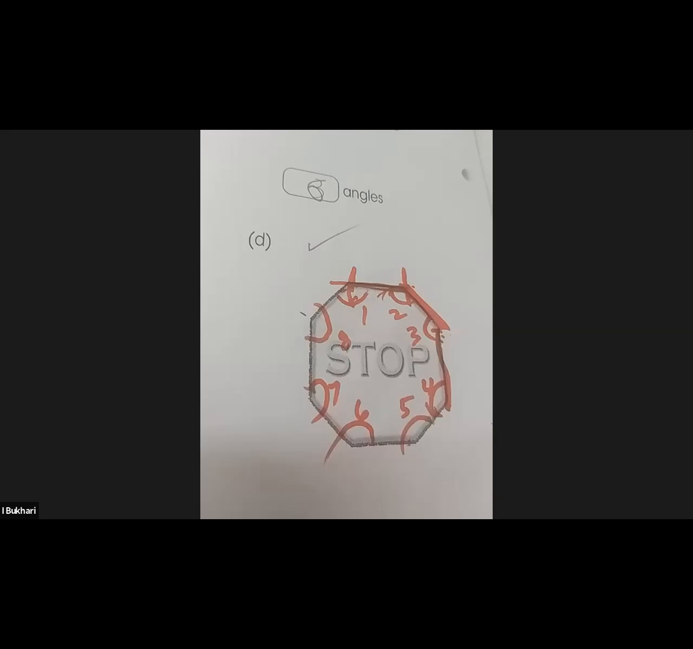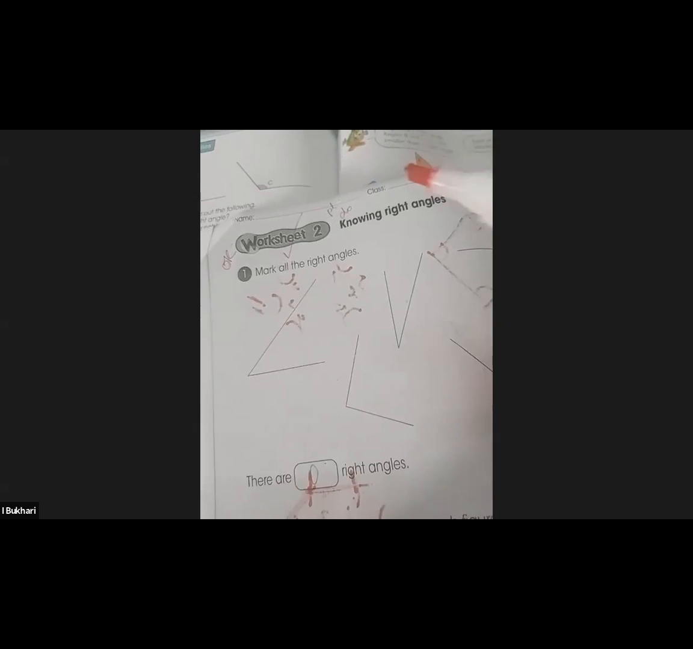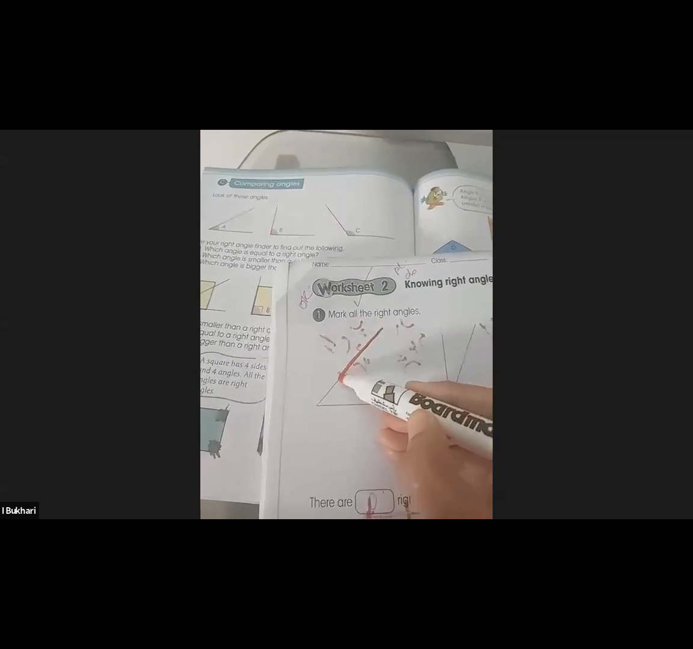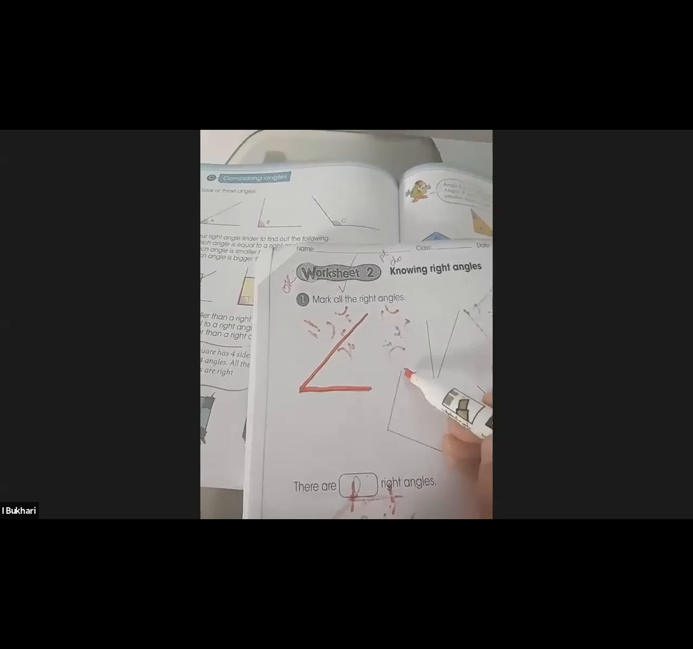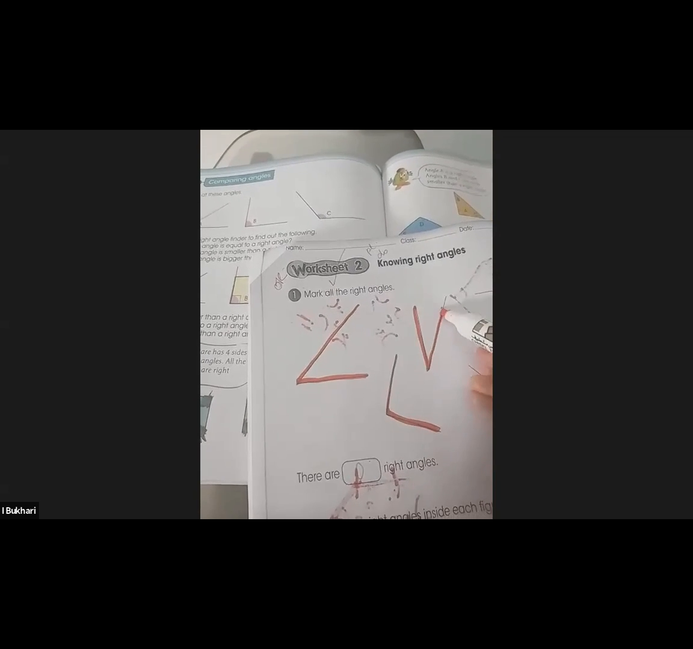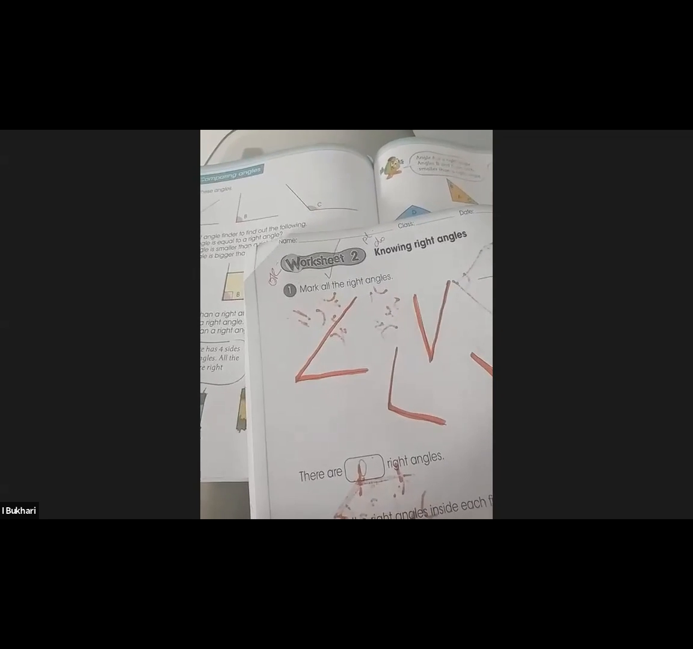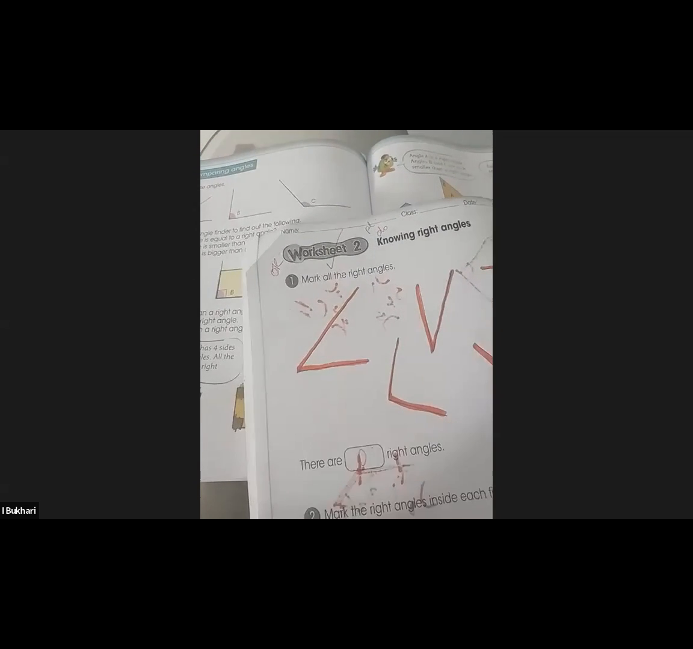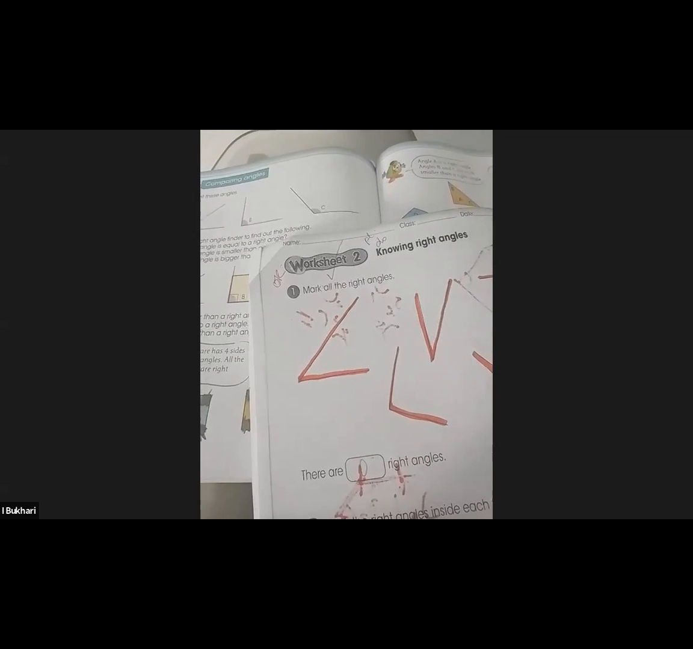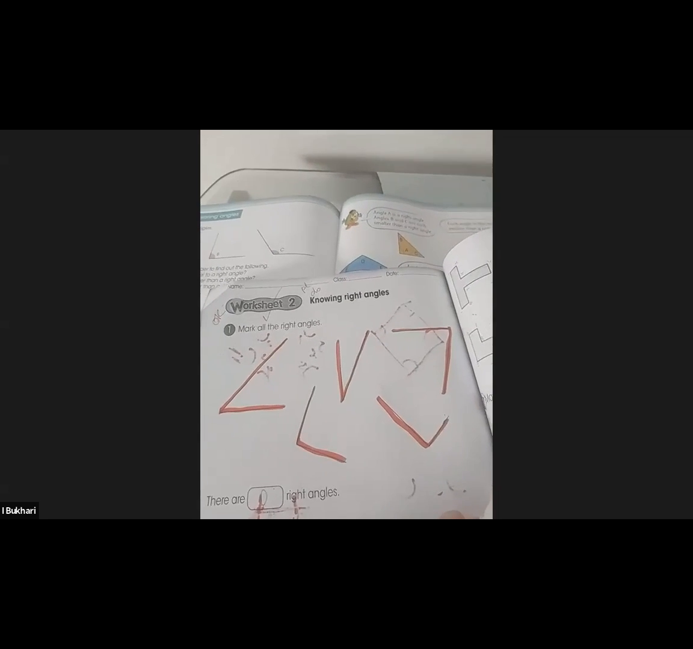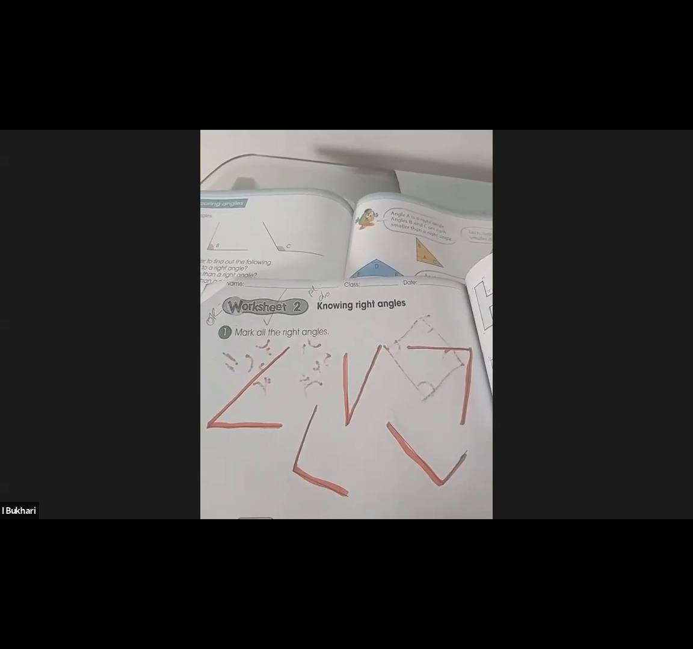Then worksheet 2, knowing right angles. Here they're asking you to mark all the right angles. I'm going to darken it a little so that it's easier for you, or you can look at your book. Which figures resemble the letter L, the good L that you have been making in nursery and reception, not the bad handwriting, the good handwriting?